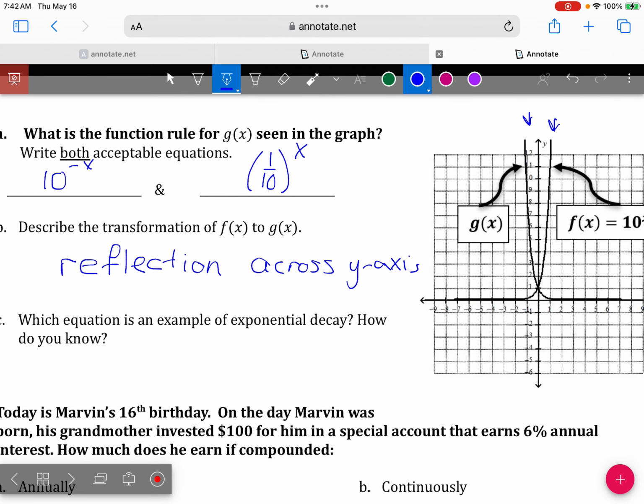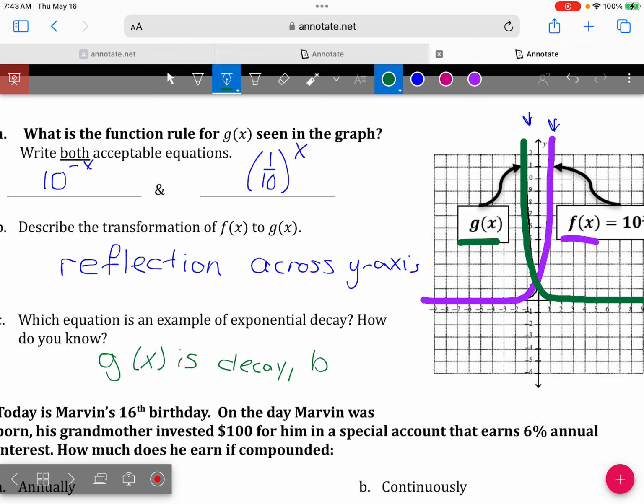Which one of these, f or g, is an example of decay? So here's f, I'm going to call that one purple, and g goes like this, my green. Which one of these is decaying? Is f getting smaller as it goes? Because if you think about a pumpkin that decays, it goes shrivel, shrivel, shrivel, and it gets smaller, smaller, smaller, and turns into goo. So is this getting smaller as it goes? No. So which one of these is going to be decay? g of x. g of x is decay because it gets smaller.